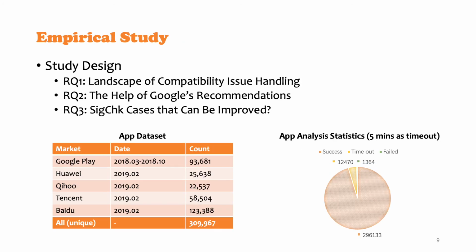After proving the effectiveness of our tool, we conducted a large-scale application analysis. Our research has 3 main research questions. We crawled apps from Google Play and third-party app markets, including their top-ranked apps. As shown in the table, we collect 309,967 unique apps. We run Rp in parallel to analyze these apps and set the timeout for each app to 5 minutes. In all, Rp successfully analyzed 296,133 apps with 12,470 apps timing out. Only 1,364 apps failed to parse by FlowDroid.